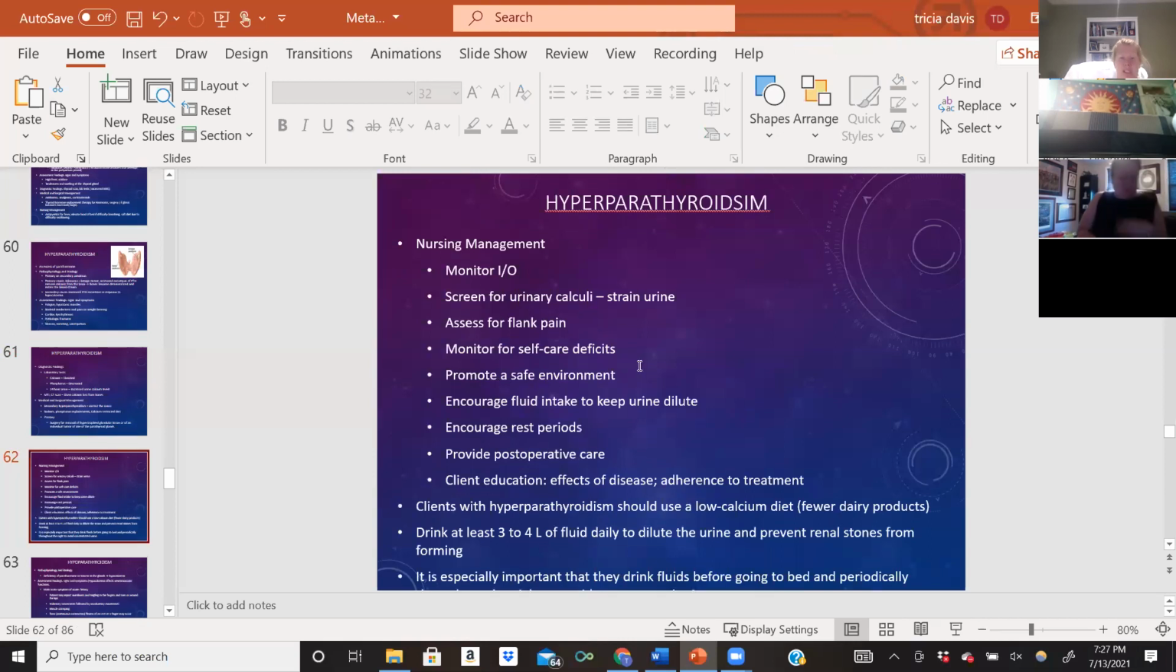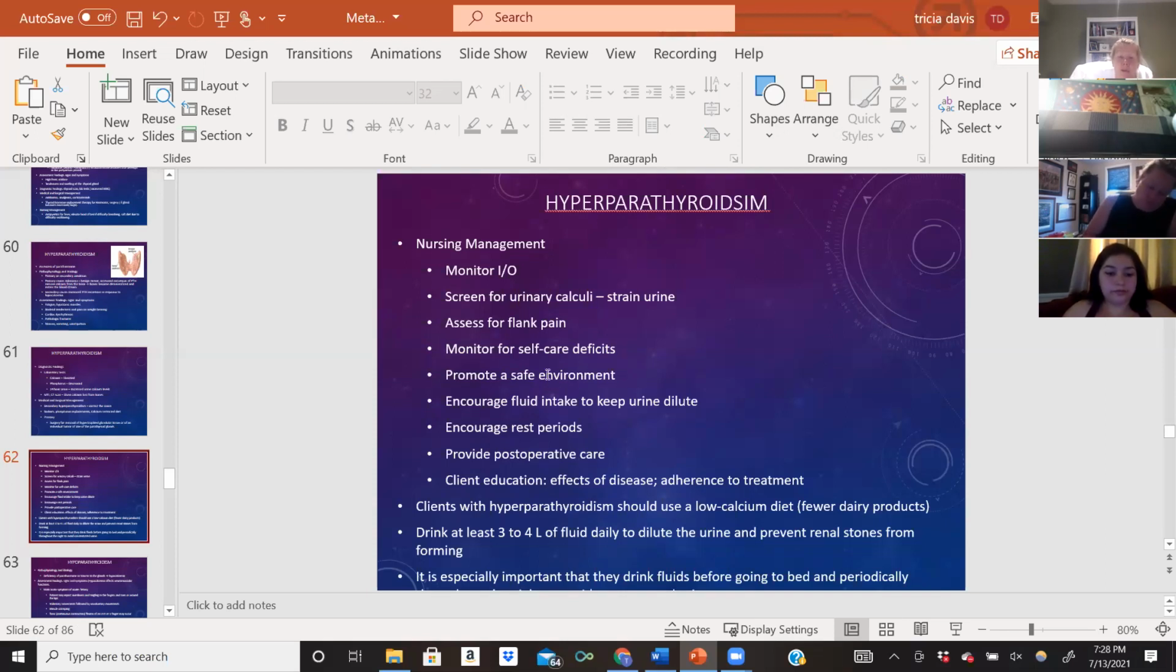So nurse management. We as nurses are going to make sure we're monitoring their eyes and nose. We are going to be screening for urine calculi. So we're going to be straining their urine because it is possible that they can pass stones. We're going to assess for flank pain, which is common, something that we see when patients have kidney stones. We're going to monitor for self-care deficits. Remember, these patients are very weak. It's going to be hard for them to take care of themselves.